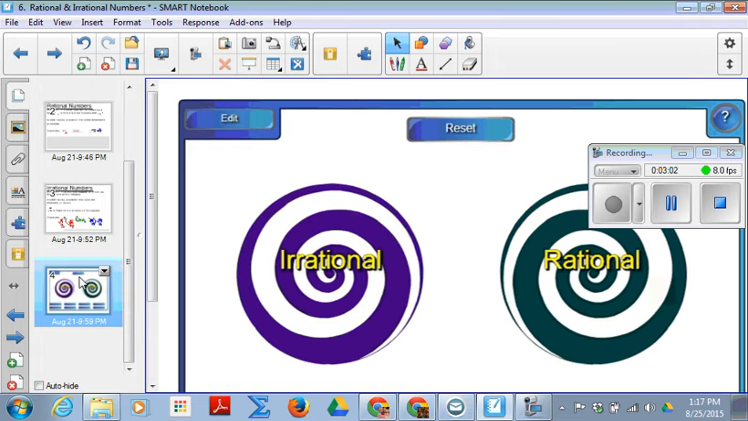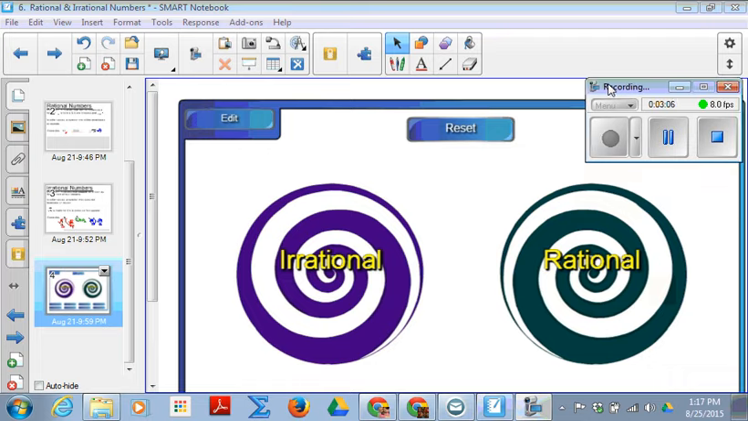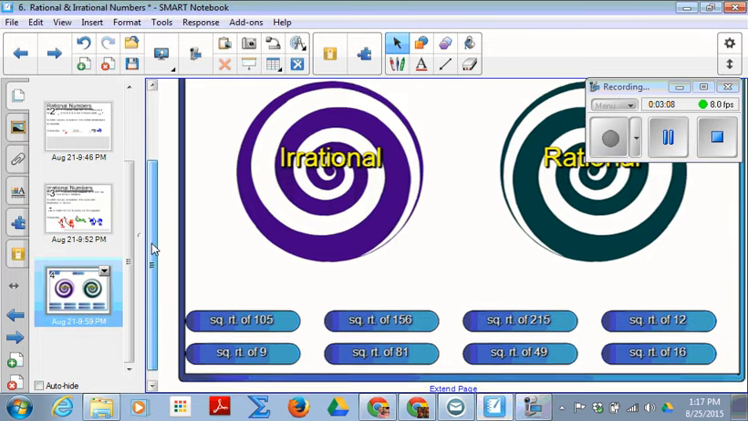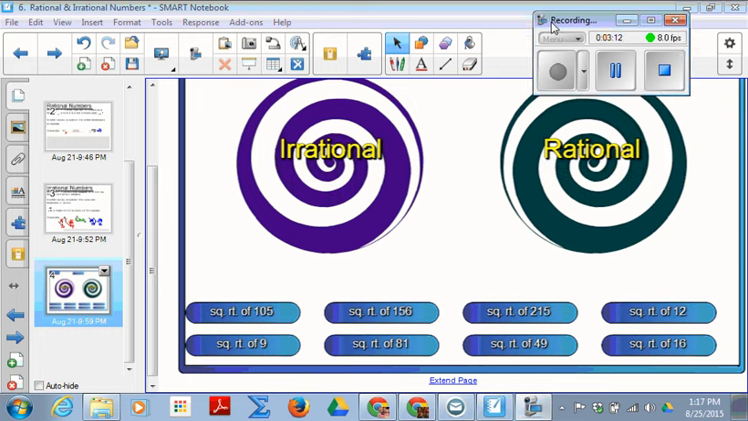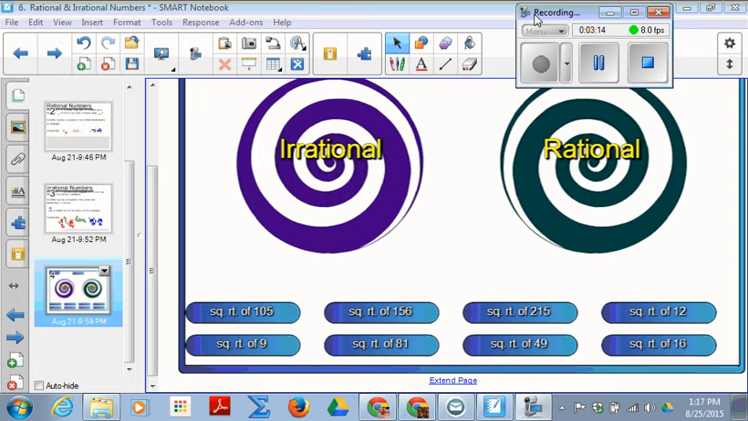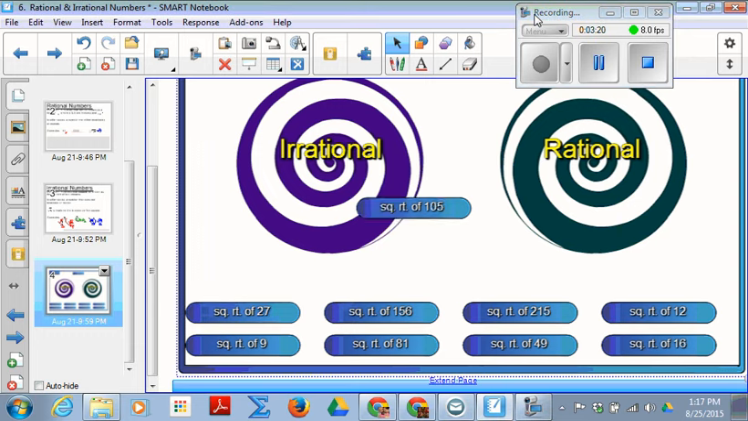Now, this is not on your notes. It's a little game you can play along at home. Kind of test yourself as I go through. It's going to go in order, dragging these numbers to the proper vortex. So, the square root of 105, we know that is not a perfect square. 105 is not perfect. That makes the number irrational.